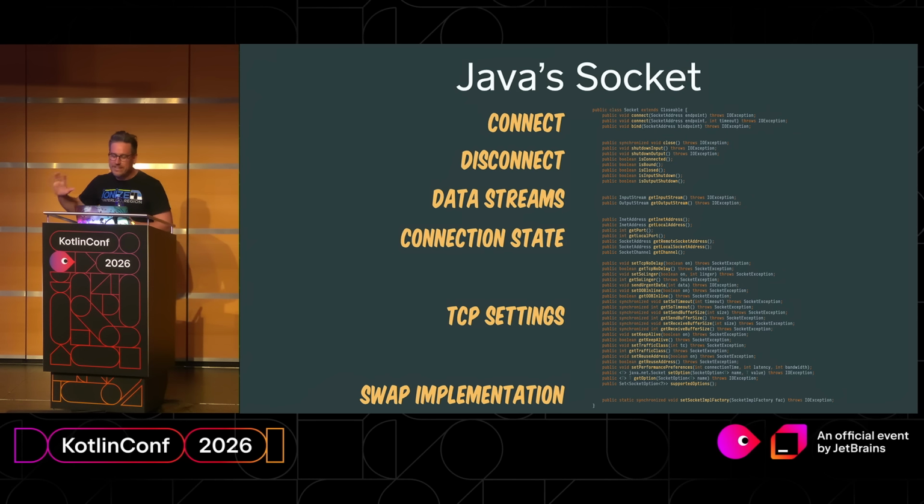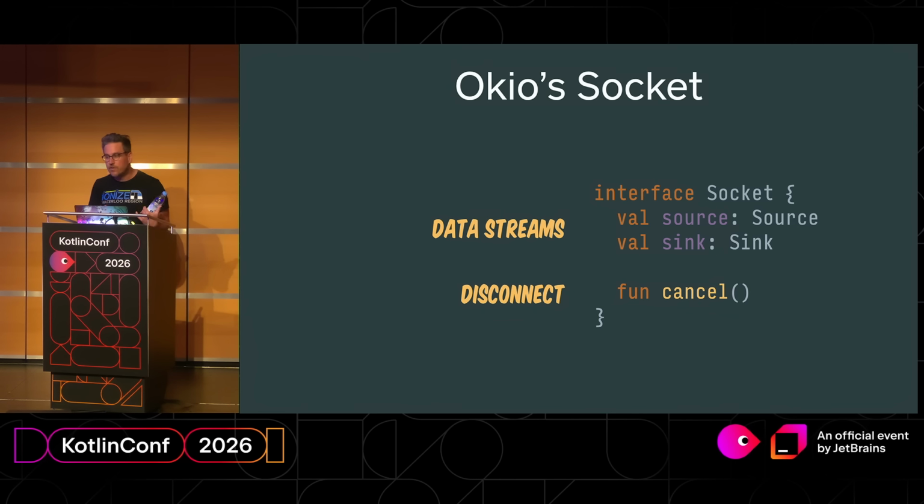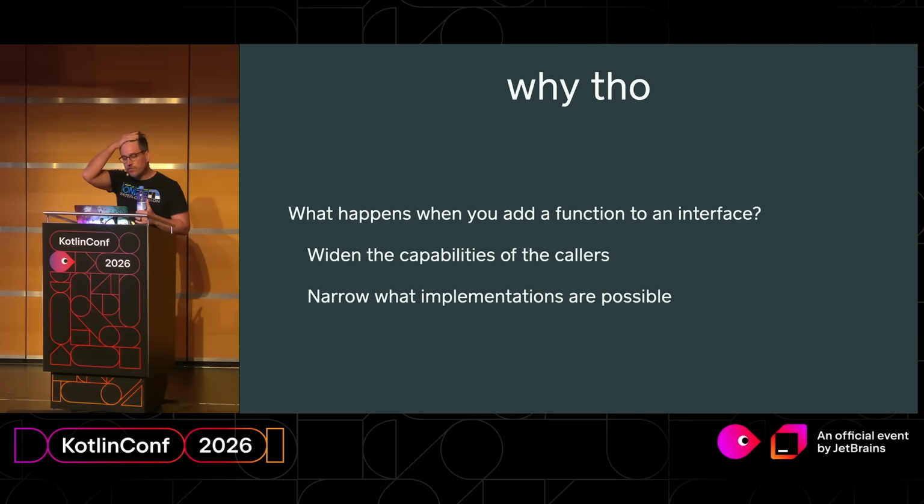And there's a whole bunch of TCP stuff related to Java's socket. We recently introduced a new socket interface in OKIO that is wildly different in terms of its design. It has two streams and a function to cancel itself. And so why would we build a different shape of interface for this problem?